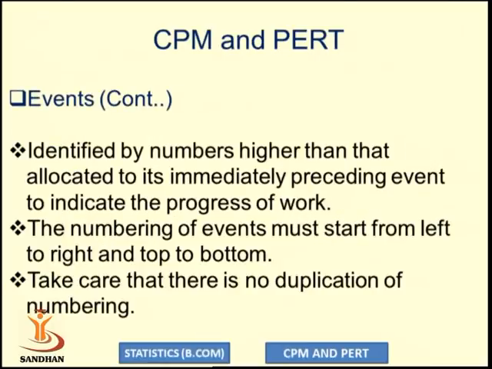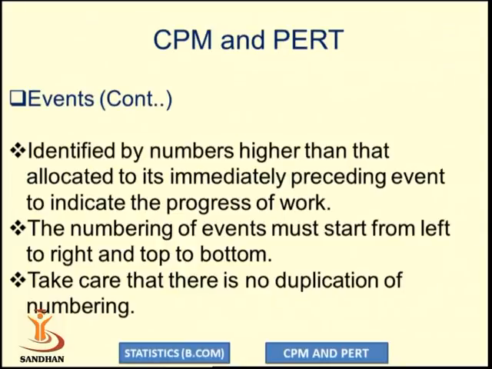Now, events are also identified by numbers higher than that allocated to the immediately preceding event to indicate the progress of work. The numbering of the events must start from left to right and top to bottom.